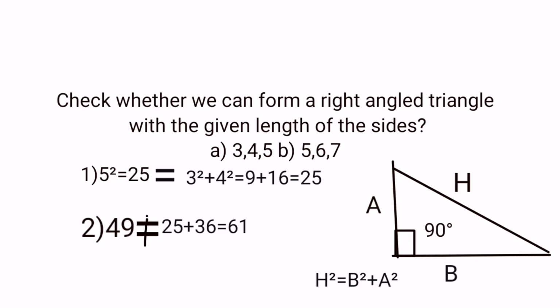If the question is to find whether we can construct a right angled triangle, what we have to check? We have to check whether hypotenuse square is equal to base square plus altitude square.